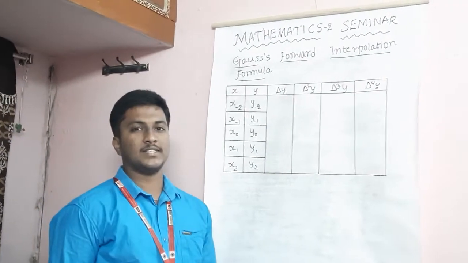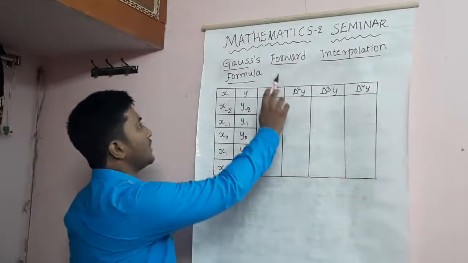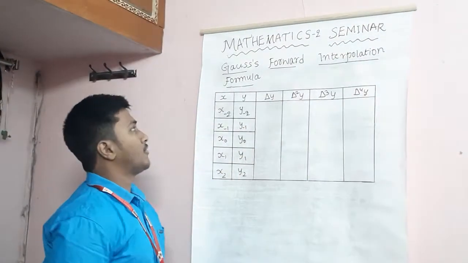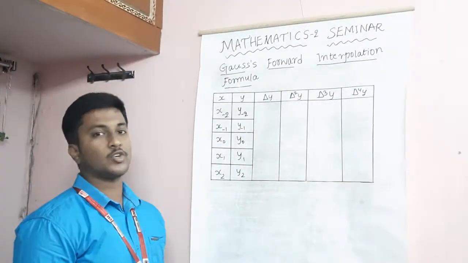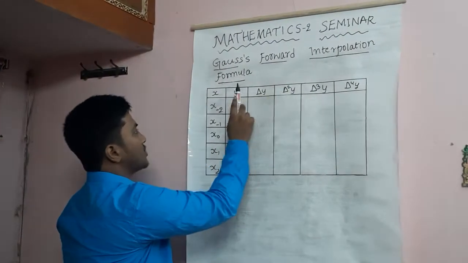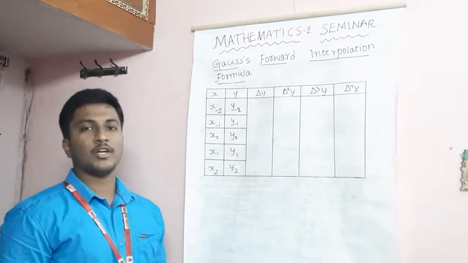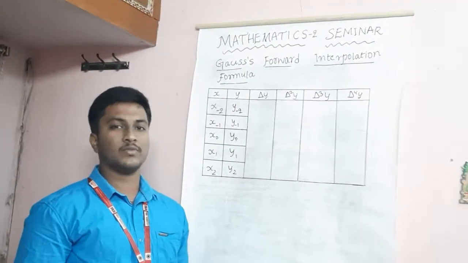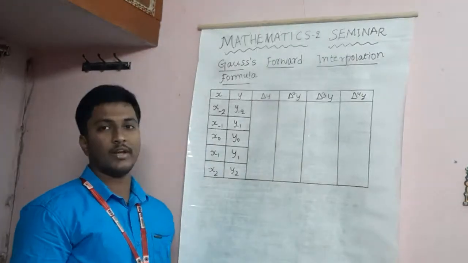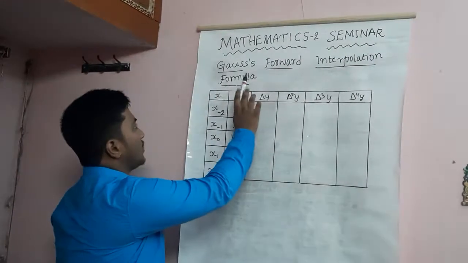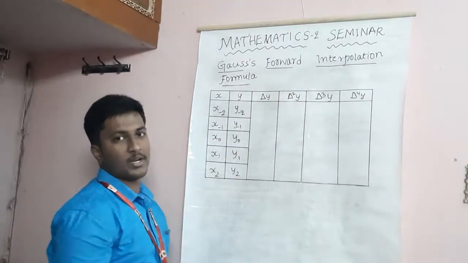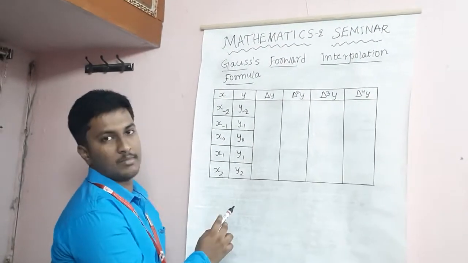I am from CSCC. Today I am going to explain a Mathematics 2 seminar from interpolation, and I took the topic Gauss forward interpolation formula. Generally, interpolation is used to find the values between a range of values, a range of given intervals. So, to find the Gauss forward interpolation formula, we should construct a difference table.